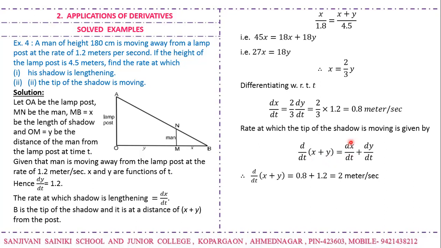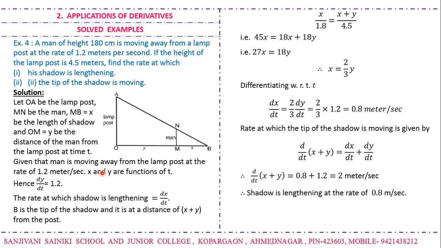So the rate at which the tip of the shadow is moving is given by d by dt of x plus y. So dx by dt plus dy by dt. dx by dt is 0.8, dy by dt is 1.2. So take their addition, you will get 2 meter per second.